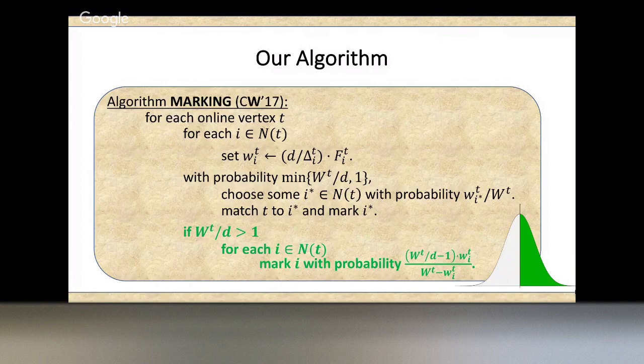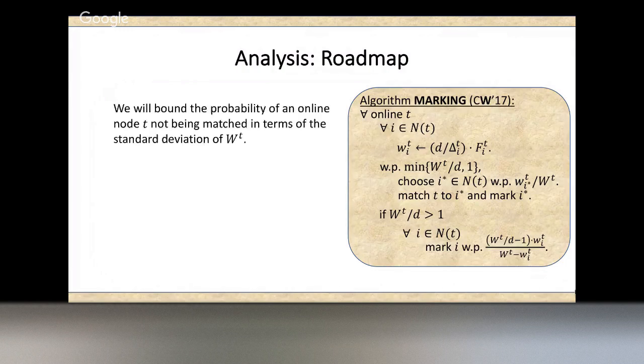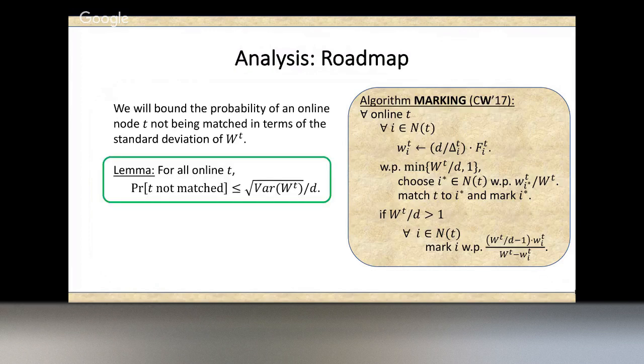Good. Okay, so I've hand waved enough so far, so let me try and give you some ideas of the analysis. This is the same algorithm as before, just put on the right so it doesn't take up too much space. Here's the general idea for the analysis. First of all, we're going to bound the probability of an online node t not being matched in terms of the sums of weights. That'll be this lemma. We'll get to it in a bit, but this should actually be kind of obvious from what we said so far, and if not, we'll show it shortly.